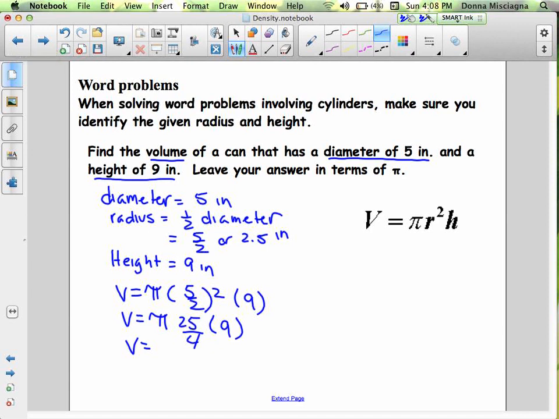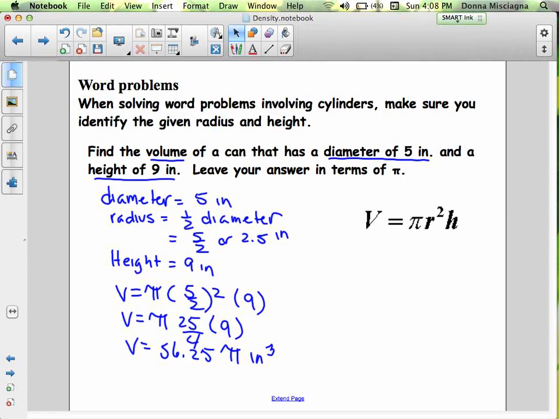Oops, I accidentally divided. I hit the wrong key. So 25 divided by 4 times 9 is 56.25 pi. And this was in inches, so inches cubed. And there we go. So we've looked at prisms and we've looked at cylinders, and in the next video we'll look at pyramids and cones and spheres.